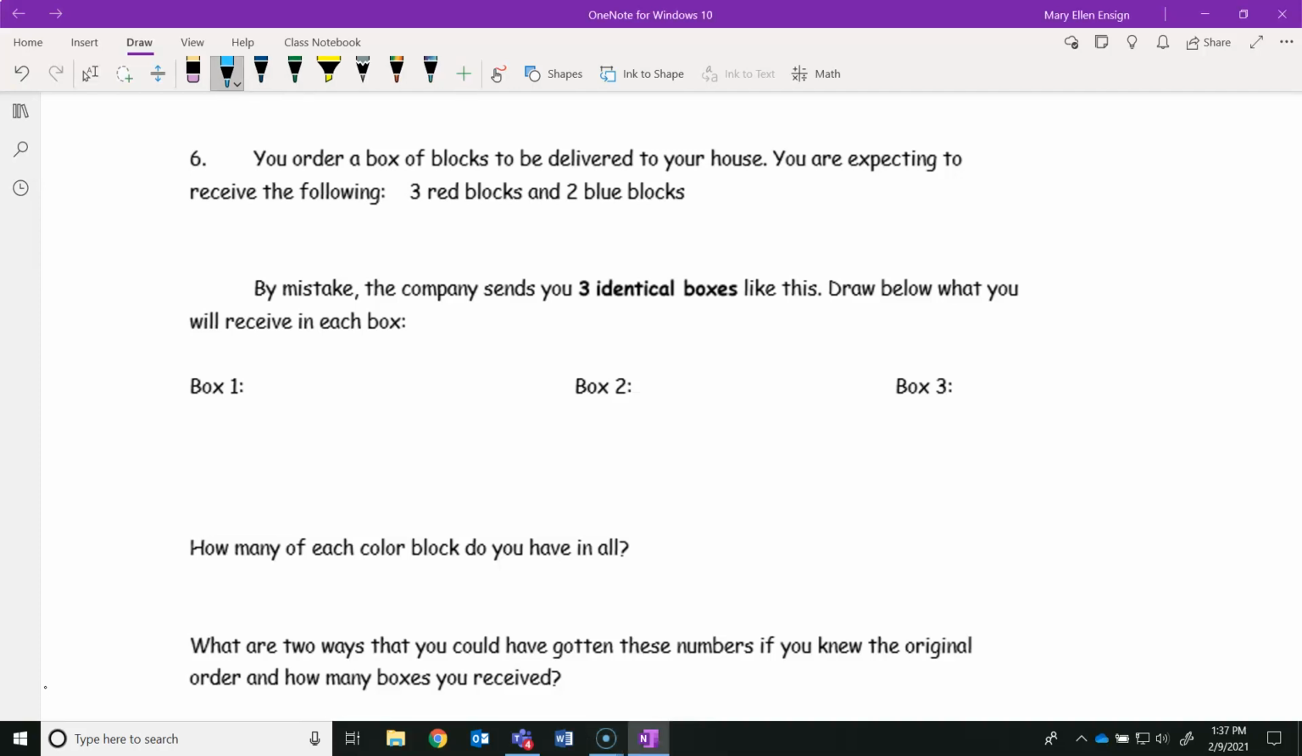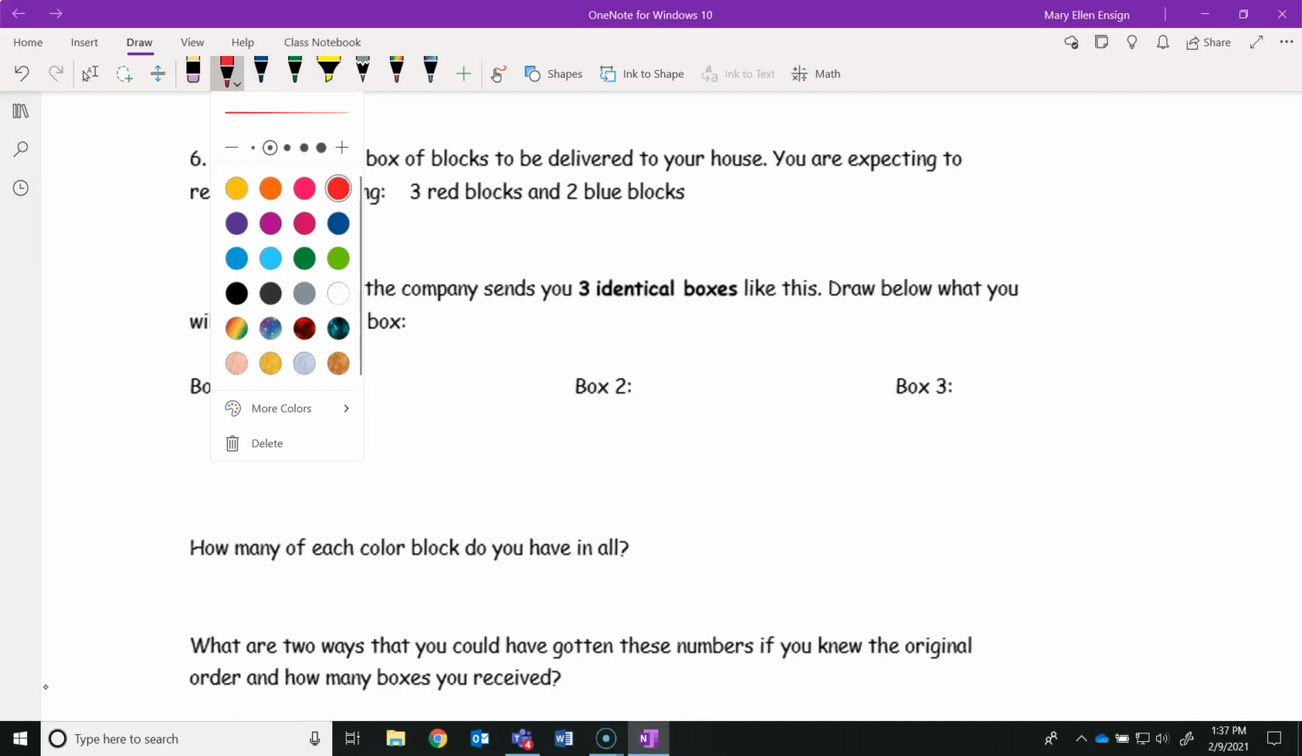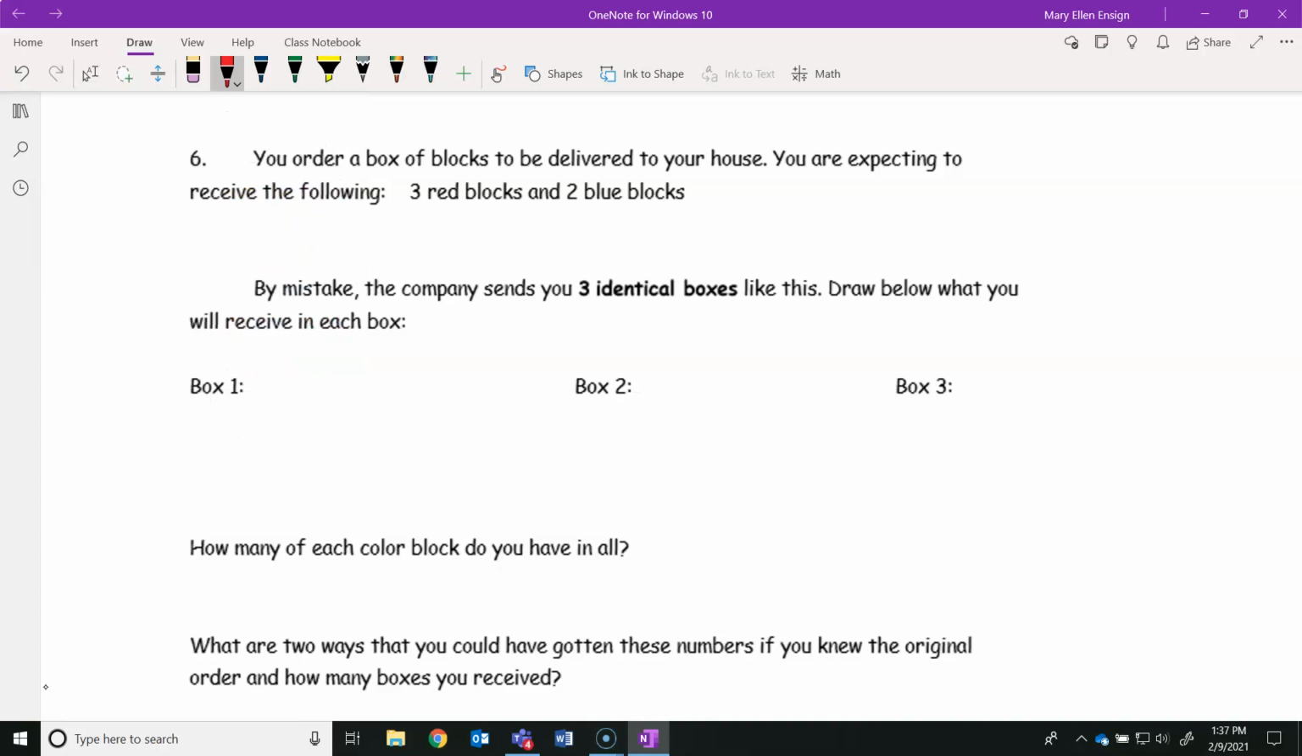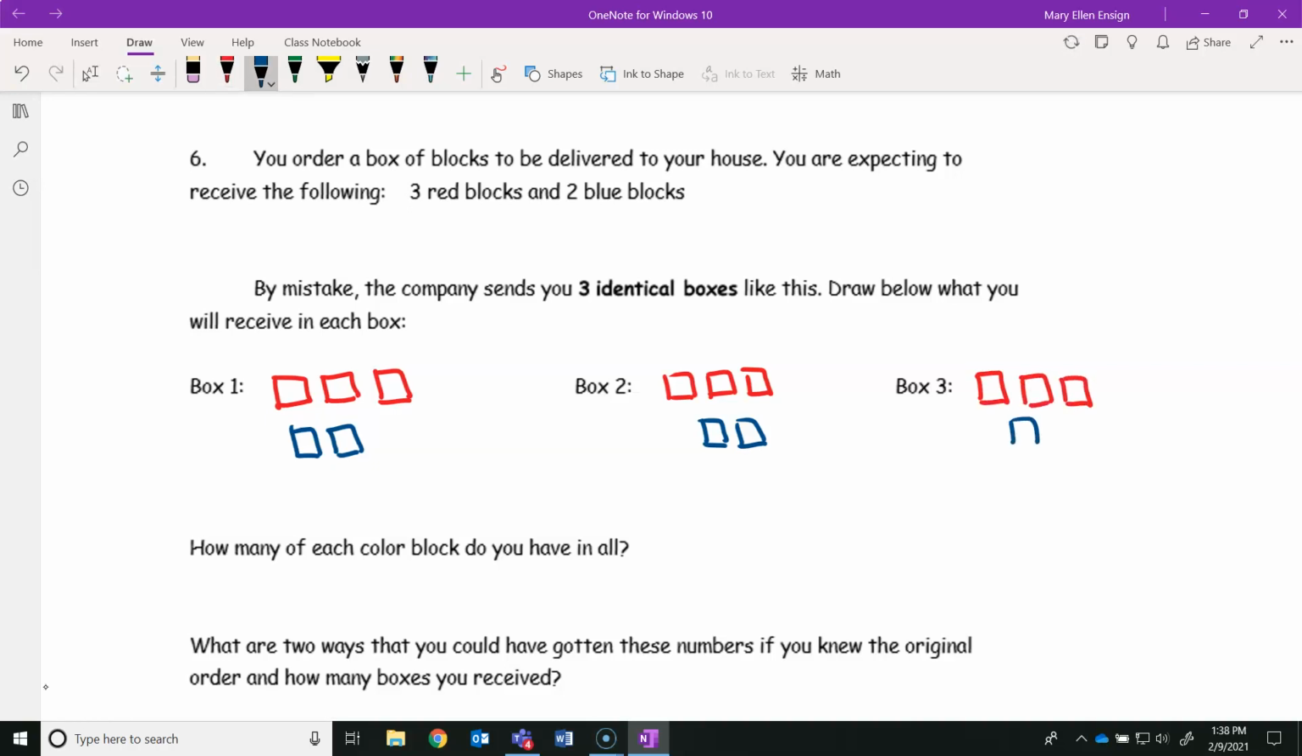So I'm going to use my little colors up here. You can just label them or whatever you want. So in each box, I want a red block, another red block, another red block, and then 2 blue blocks, right? This is what I was expecting. 3 red blocks, 2 blue blocks. I'm just being lazy and drawing just the top, not making them 3-dimensional here. So this is what I wanted, 1 box of that. Instead, I got 3 boxes, and each box has the same stuff in it. So each box has 3 red blocks and 2 blue blocks.